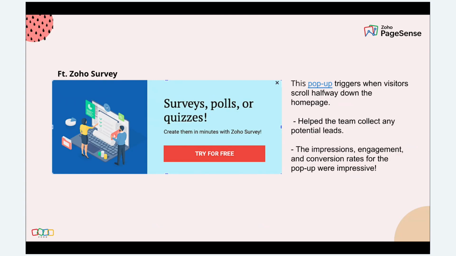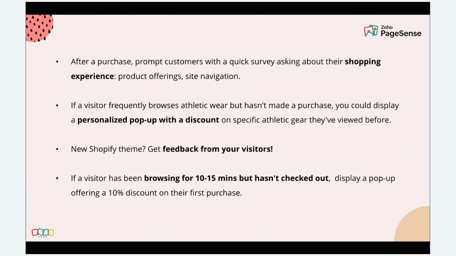So here are a few examples of how you can implement pop-ups on your website. You can trigger a pop-up after a purchase asking visitors to share their feedback through a quick survey about the shopping experience. You need to focus on key aspects like your product offerings or your site navigation. And this will help you understand the customer satisfaction and also brings out the areas for improvement on your website.